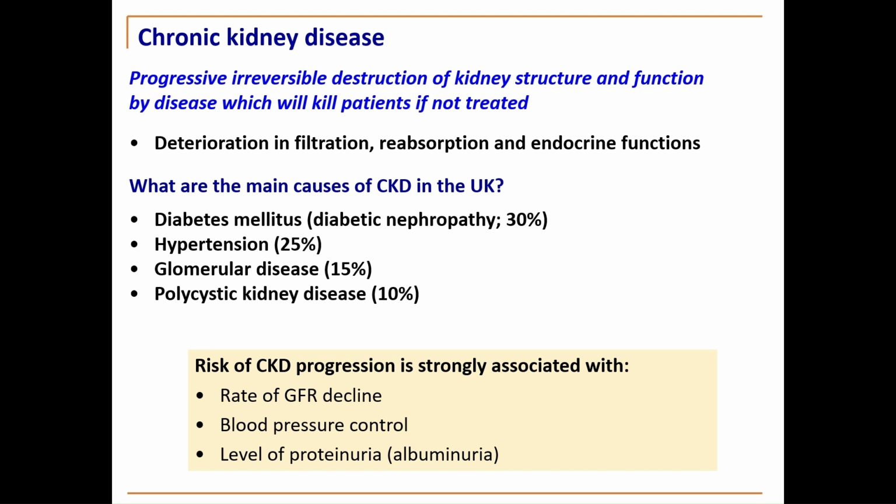One is the rate of GFR decline. So as your CKD progresses, the amount of filtrate that you make also declines, and that rate of decline is showing how rapidly CKD is progressing. Also, it's put in terms of blood pressure control, so poorly controlled hypertension accelerates kidney damage. And then the level of proteinuria is also really important, because the higher the level of protein in the urine, the greater the amount of glomerular damage that has happened, and therefore it predicts faster progression.